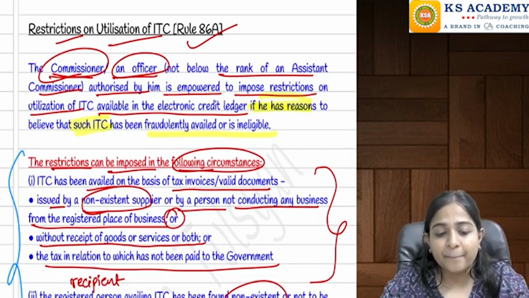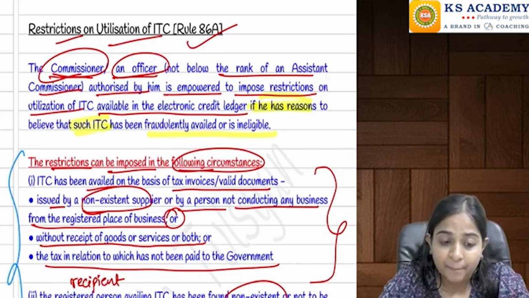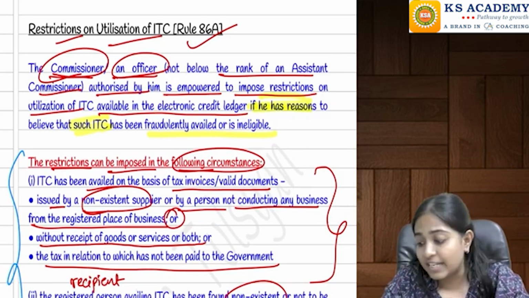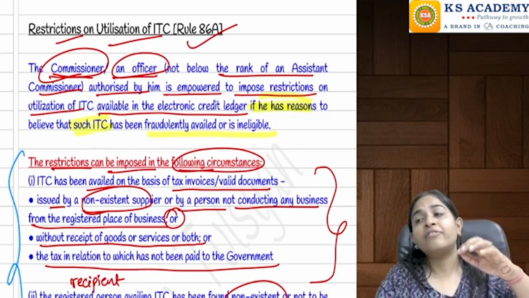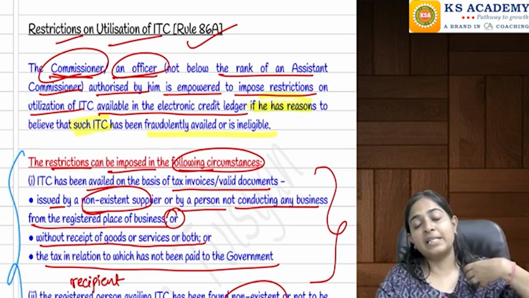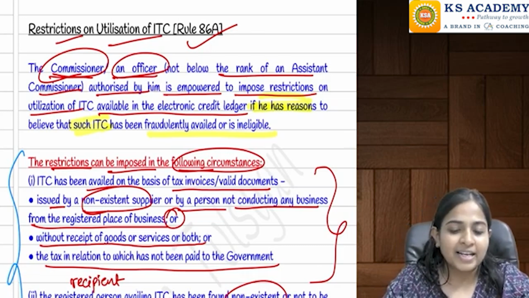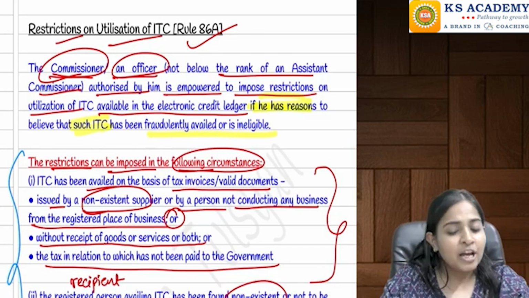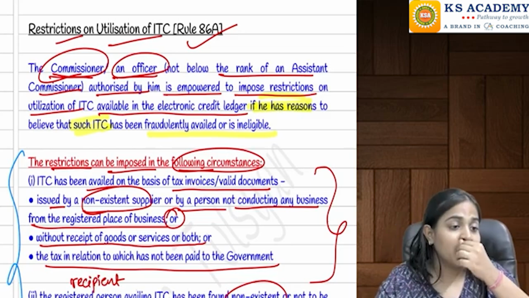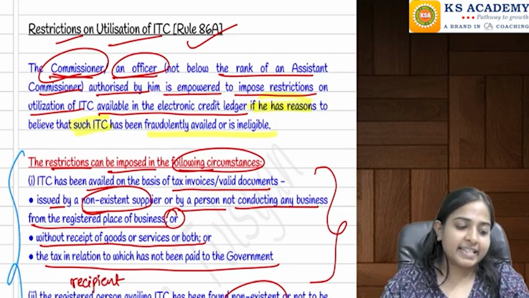Whenever they feel it should be removed, they can even withdraw these restrictions. For example, let's say the supplier is a non-existent or bogus supplier, or I have taken the credit but I have not received the goods or services, or the taxes do not at all reach the government, or the recipient is a bogus person, non-existent, existing only on paper. In such cases it is a case of fraud. Therefore, the commissioner or an officer not below the rank of assistant commissioner can put a restriction that you cannot utilize the ITC.